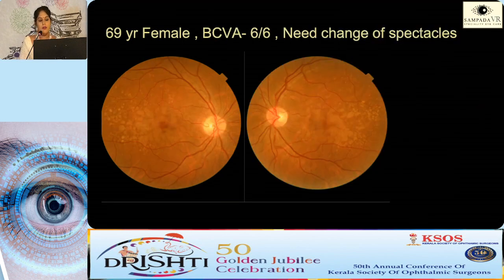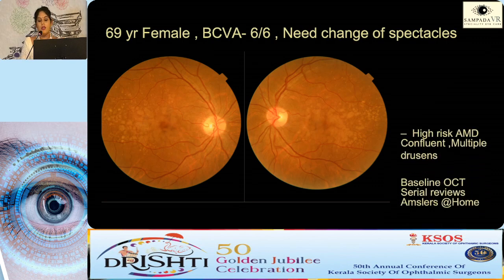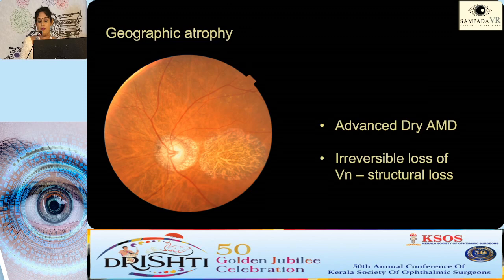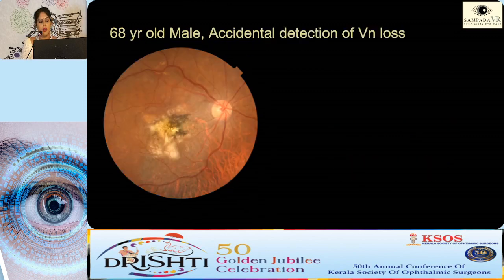Now, with totally asymptomatic patients like this, this is a typical case of high-risk AMD with confluent multiple drusen. You should always look for any subtle SRF or IRF, so a baseline OCT is needed for such patients. Now geographic atrophy is a case of advanced ARMD, with so much structural loss.